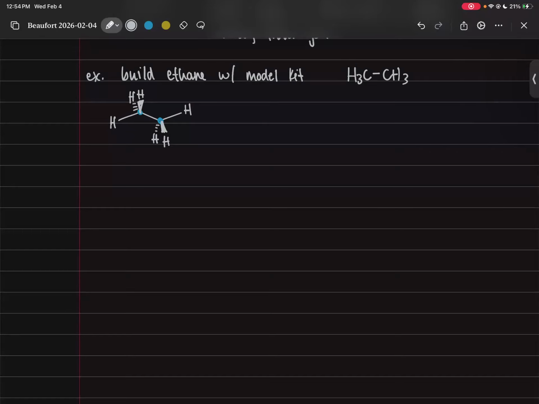All right. So I talked about the eclipsed and the staggered forms. Notice that your physical model rotates, depending on how broken in your bonds are. You can rotate around this carbon-carbon central bond.